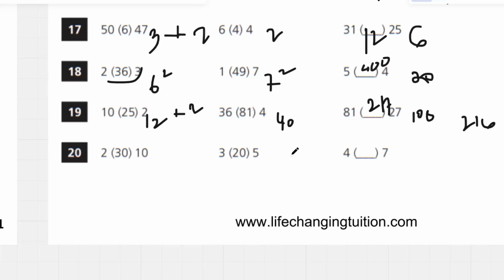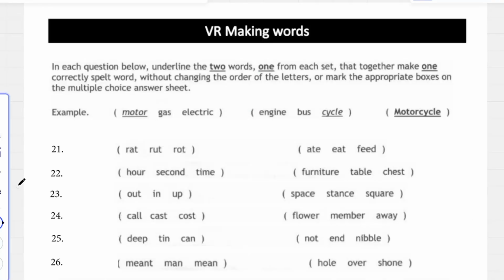Then the next one, we're going to add 1, multiply it by this number, add 1, multiply it by this number, and then add 1, multiply it by this number. We should get 35. Here we have to make words.